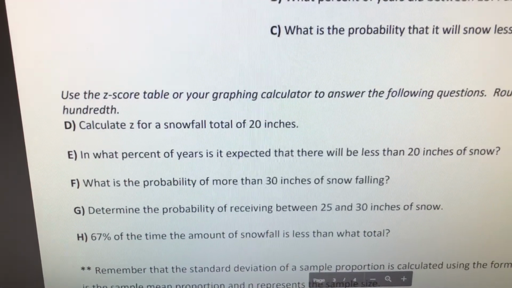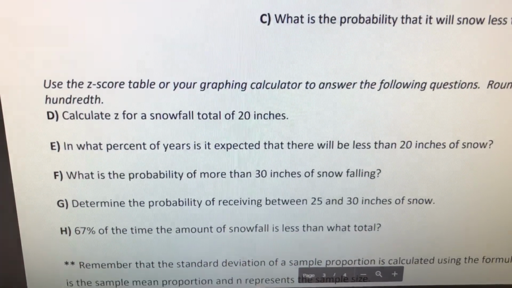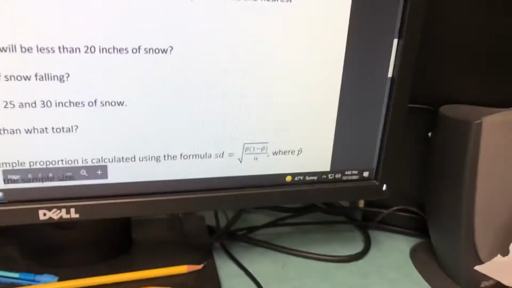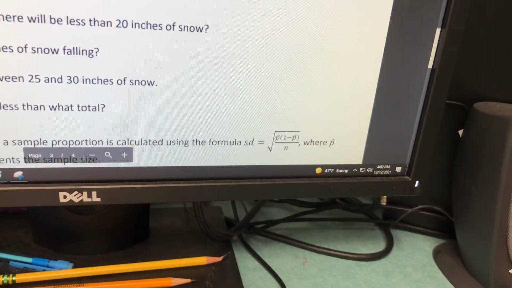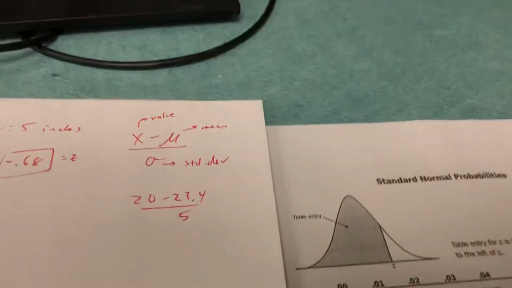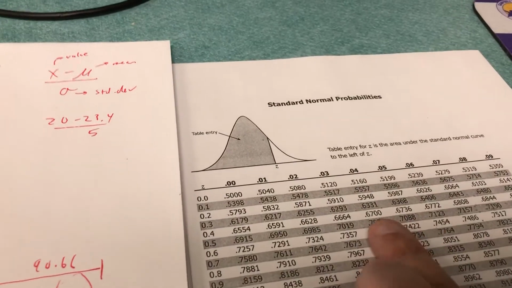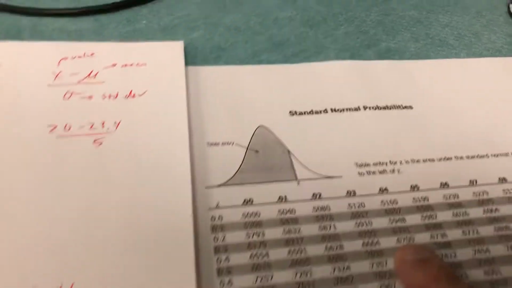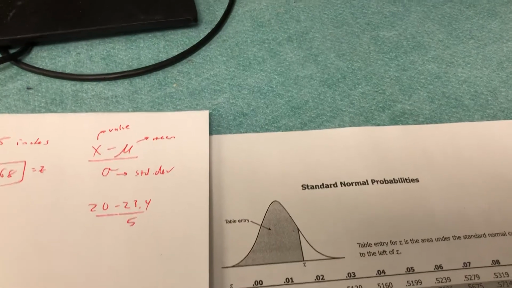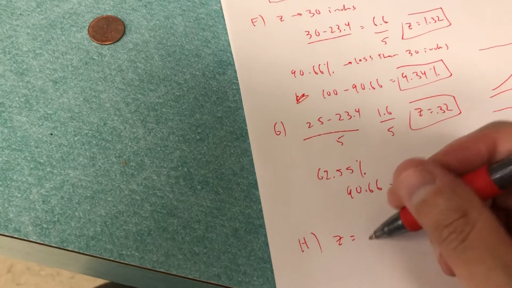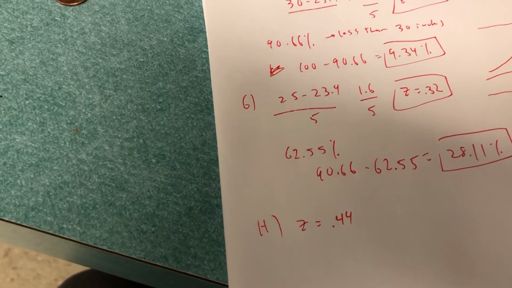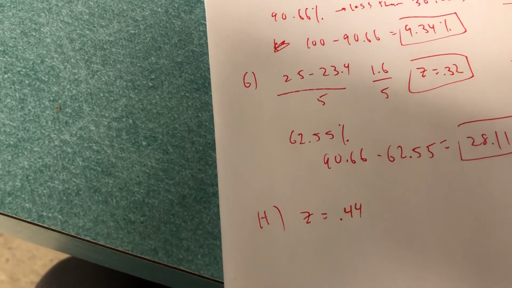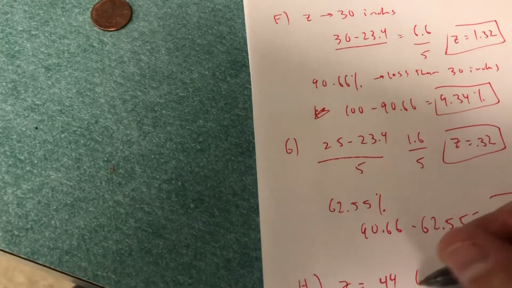67% of the time the amount of snowfall is less than what value. So we need to look up a percentile of 67%. That's over 50%, so that should be on the positive side. And 67%, oh, that's nice. Look at this. We actually have exactly a 67 here on the table. Looks like it's at 0.44. So 0.44 is our z value there. And that means we want to be 0.44 standard deviations above the mean.